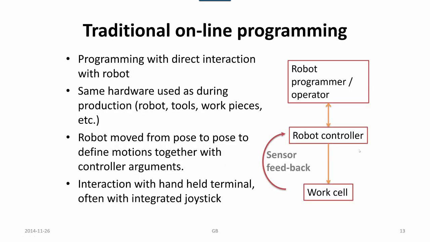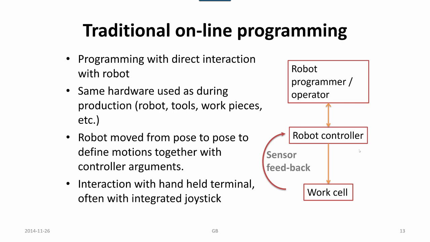So traditional online programming means the direct interaction with the robot. We use the same hardware during programming as during production, which means robot, tools, workpieces, and so on. And the robot is moved from pose to pose to define motions together with controller arguments, which might be, for example, velocity, how the motion is to be carried out, I mean, which interpolation mode and so forth, which configuration to use by the robot. I will go through that later on.